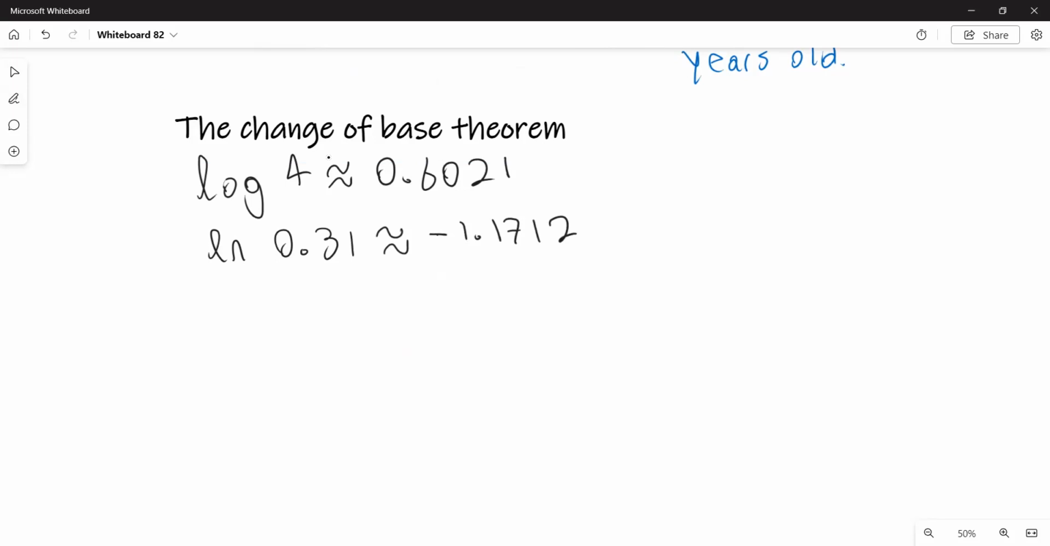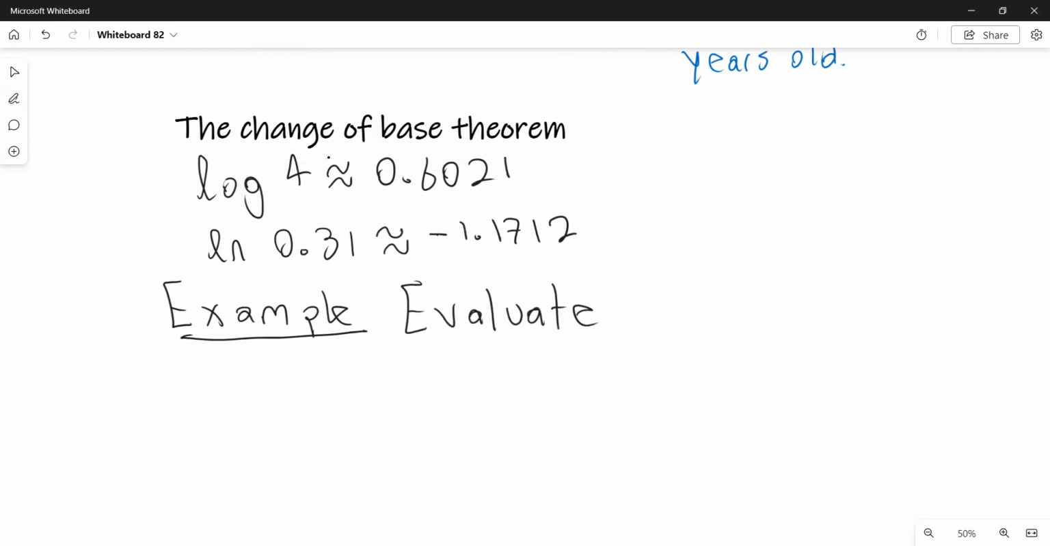Now the question is how to evaluate something with any base. Let's suppose we want to evaluate logarithm with base 2 of 3. Logarithm with base 2 of 1 is 0. Logarithm with base 2 of 2 is 1. And logarithm with base 2 of 4, I can rewrite 4 as 2 squared, and that's 2. But logarithm with base 2 of 3, I don't have a button.